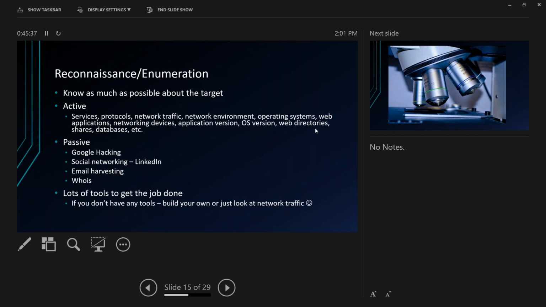Social engineering, everything I talked about. Email harvesting, get as many email addresses as possible. Whois, and DNS. DNS is very helpful if it's not configured correctly. You can get information about the internal network. And there's lots of tools to get the job done.